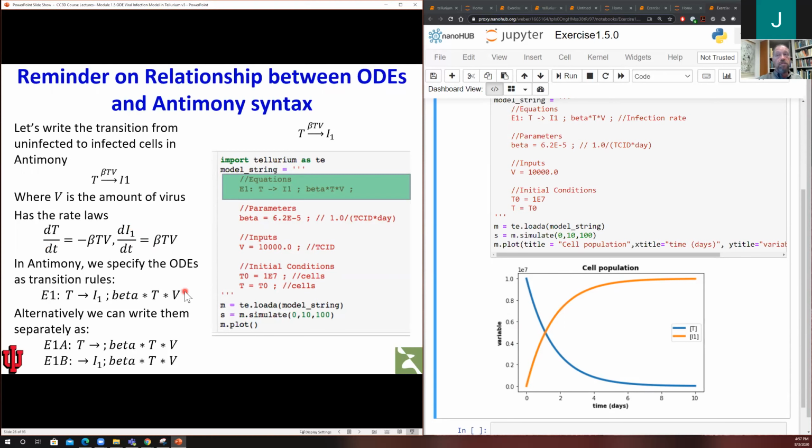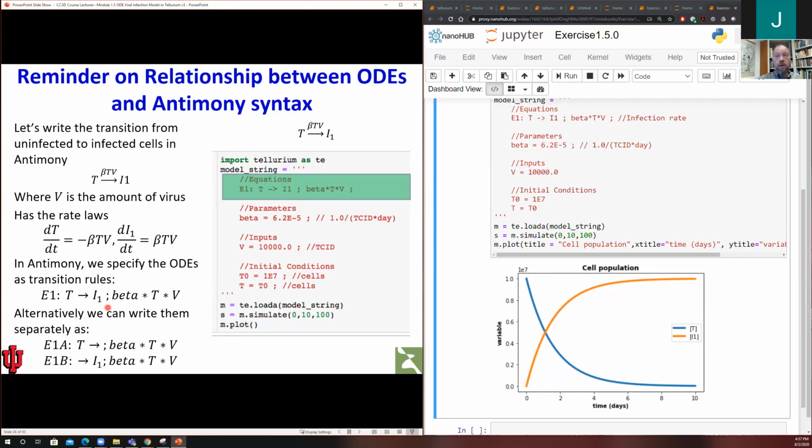In Antimony, we specify this pair of ordinary differential equations by a transition rule. E1 is the name of the equation, and that's useful because it will return the derivative, the time derivative, so we have access to that. Colons are used to separate components of models for names in Antimony. T goes to I1.